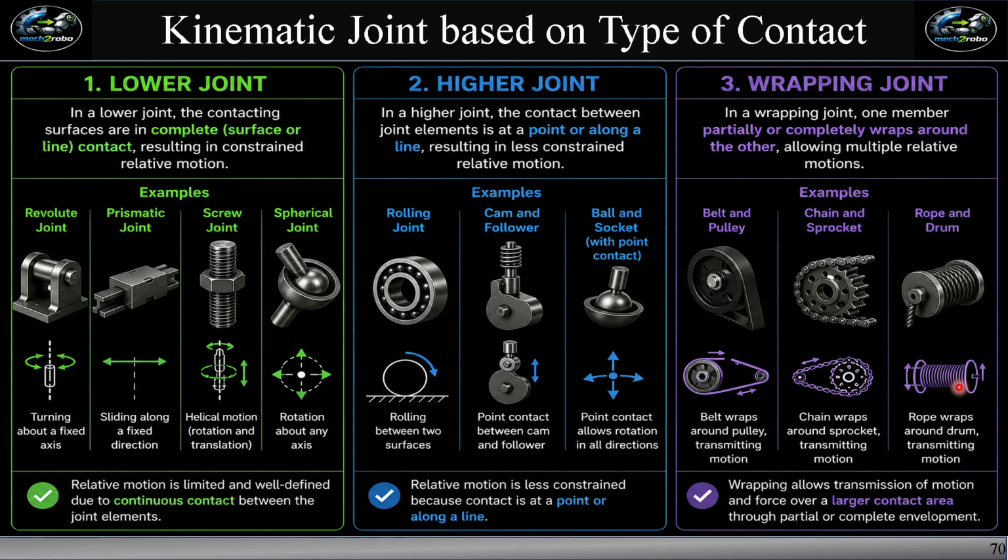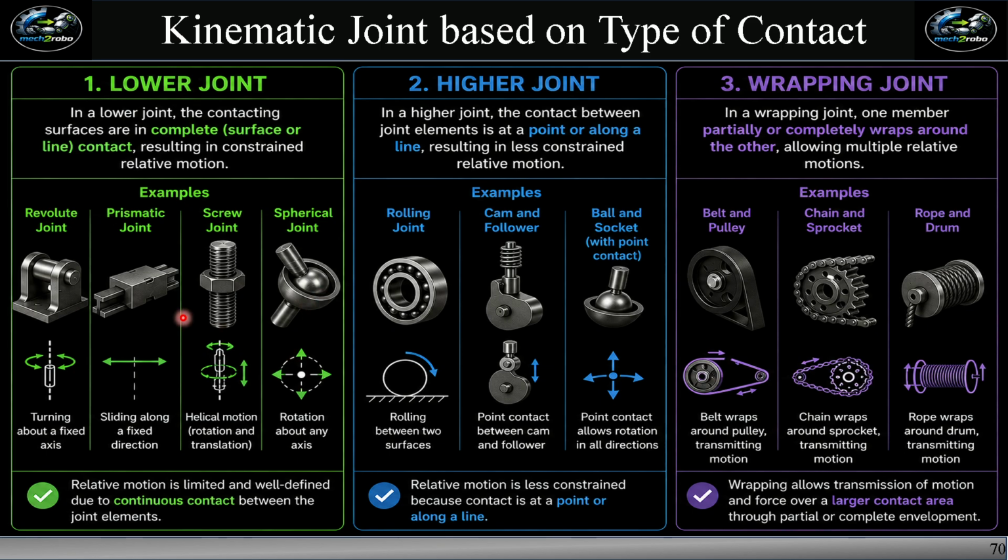After that, the kinematic joints classification based on the type of contact. First one is lower joint. In lower joint, the contacting surface is completely surface or line contacting. As a result, we get constrained relative motion. And examples in this category are revolute joint, which we discussed in the previous, turning about a fixed axis. Then prismatic joint, sliding along a fixed axis. Screw joint, helical motion. And spherical joint, which is rotation about any axis which passes through center.